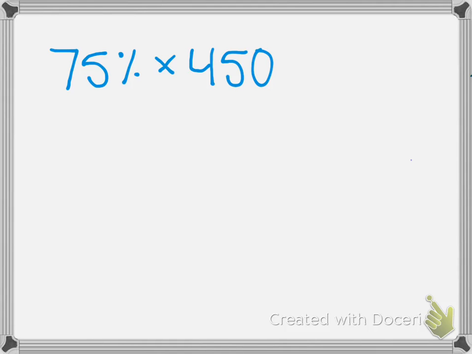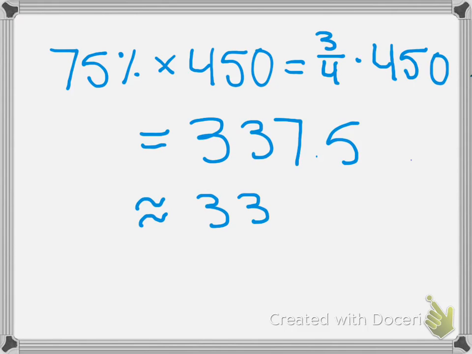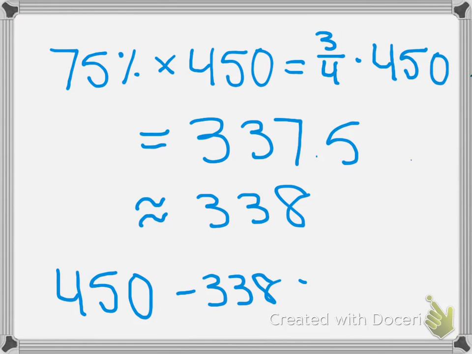This is lesson 5.6, estimating percents by using equivalent fractions. The first problem, what you're going to have to do is 75% times 450, and the fraction equivalent to that is 3/4 times 450. And then that equals approximately 337.5, but if you round it up, it's 338. And then you subtract 338 from 450 where you started, and you get 112.